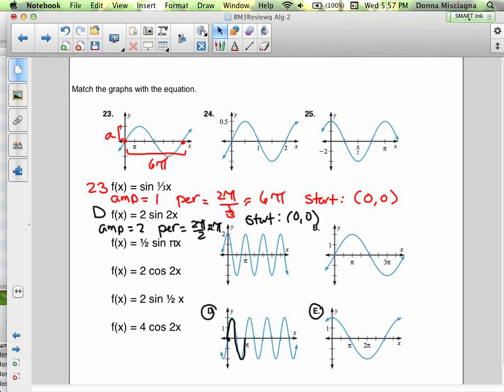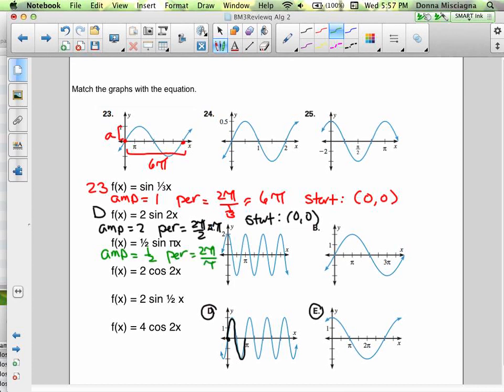Now let's look at the next one. Amplitude equals 1/2. The period is 2 pi divided by pi. Pi is the coefficient, so its period is 2. And also this is sine, so it does start at 0, 0. Let's look first for the amplitude of 1/2. This one has the amplitude of 1/2, and I don't see any others that have an amplitude of 1/2.